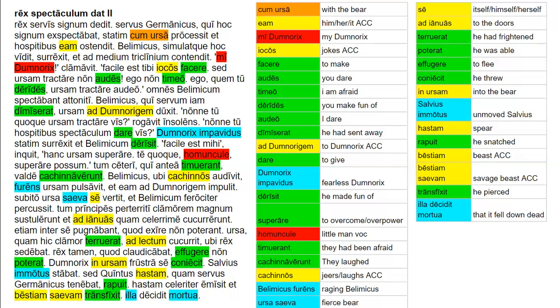And then how was that one falling down? Who was it? Let's describe it more. And it was a dead bear, right? All those verbs right there, emisit, transfixit, decidit, are perfect tense verbs.